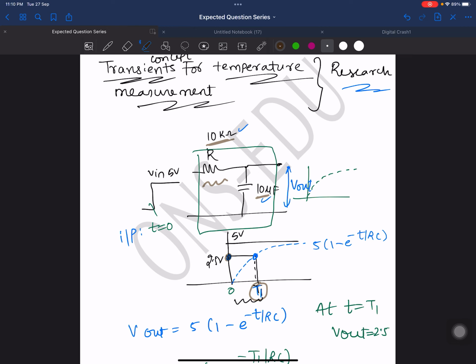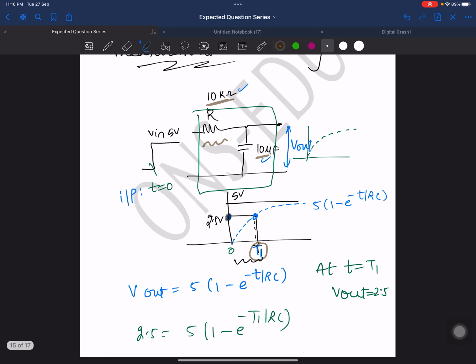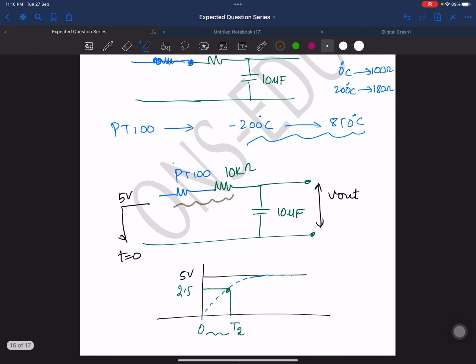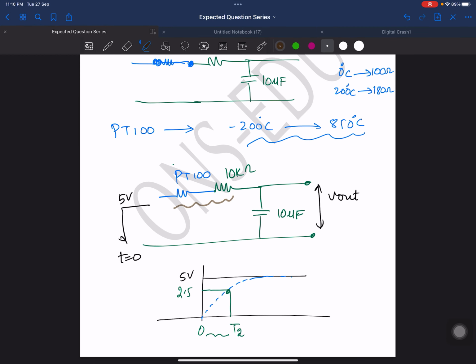मैंने कैसे microcontroller से किया, I'll just explain that, ठीक है. But this is a concept. First of all, I gave 5 volts input to this circuit. Now what I have done, I have connected PT100 temperature sensor, okay, in series with 10 kilo ohm.